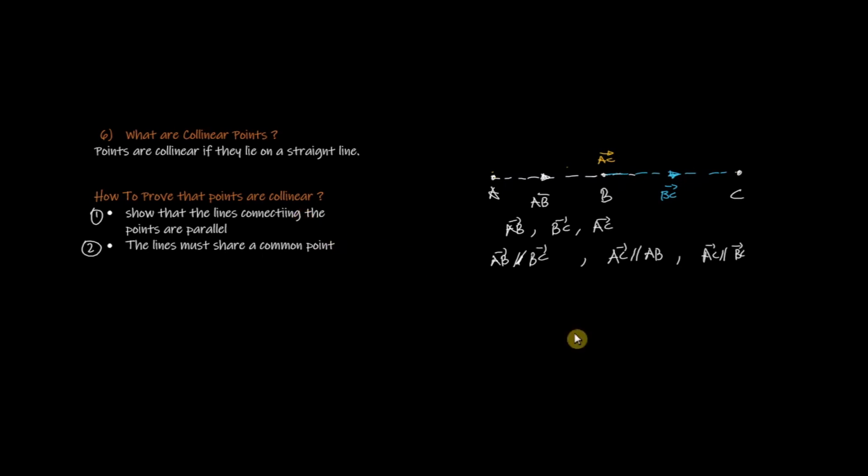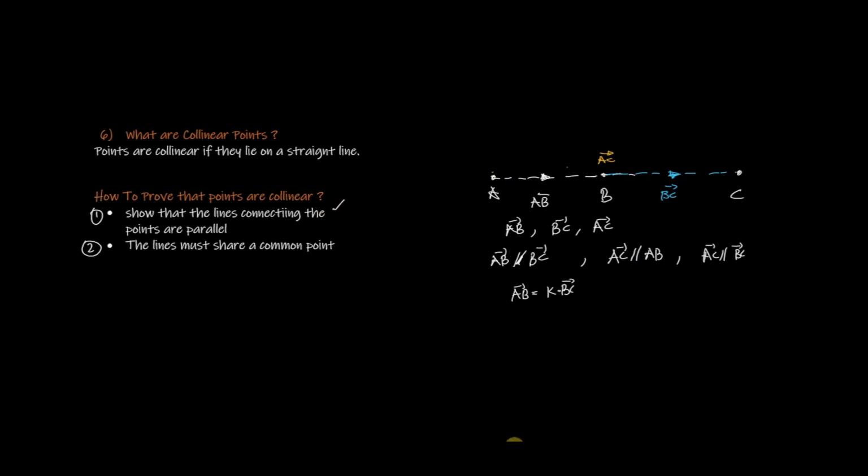So I merely need to choose 1 pair of vectors, and if they are parallel, I have satisfied condition number 1. What is the proof that 2 vectors are parallel? It is simply that 1 vector, in this case AB, is a scalar multiple of BC. Recall we did that test earlier. So once I can prove that any of these pairs of vectors are multiples of each other, I would have satisfied condition number 1. It's as simple as that.